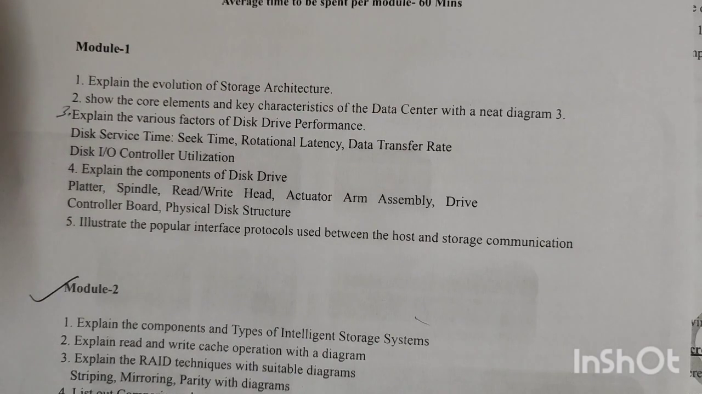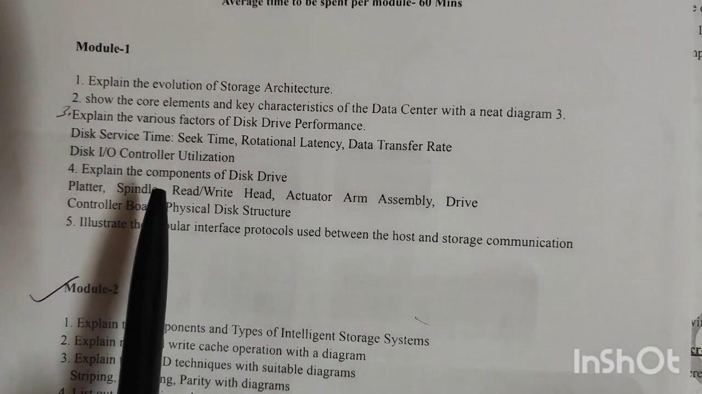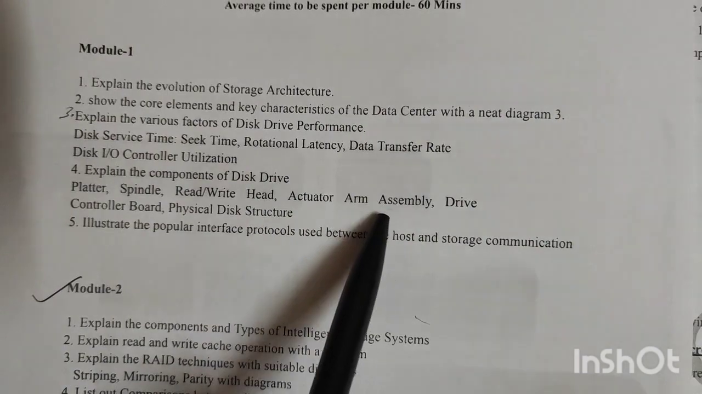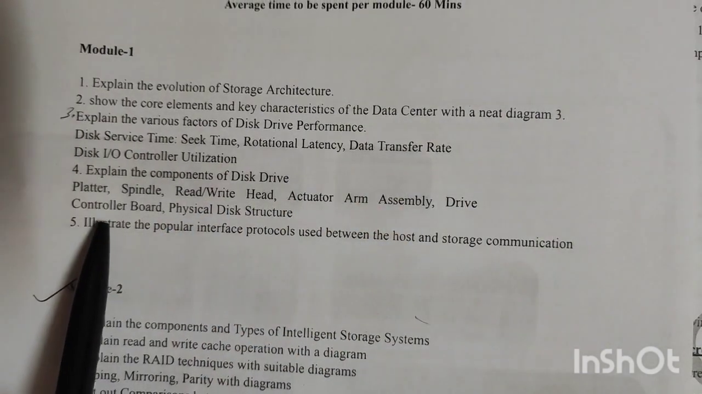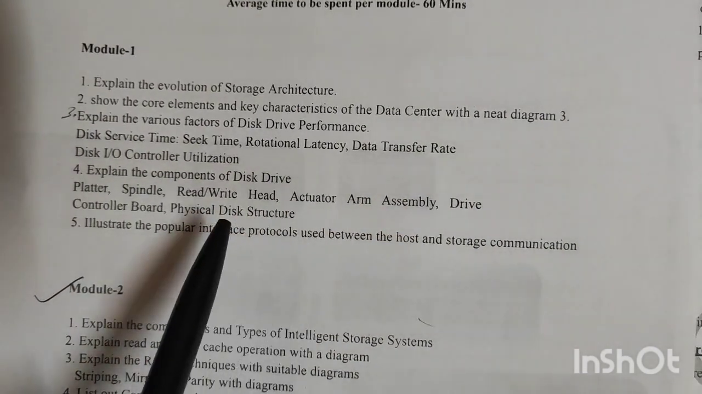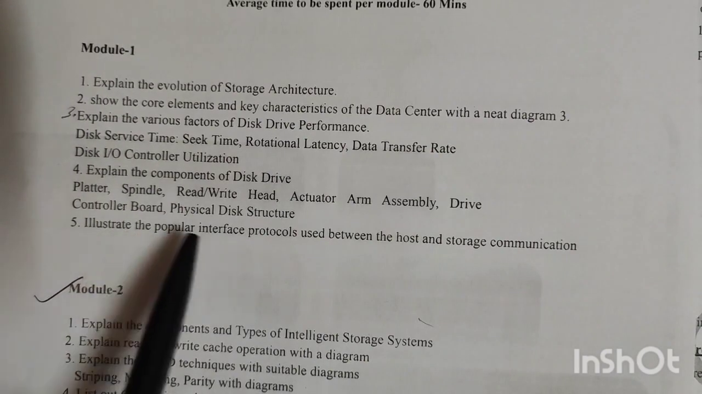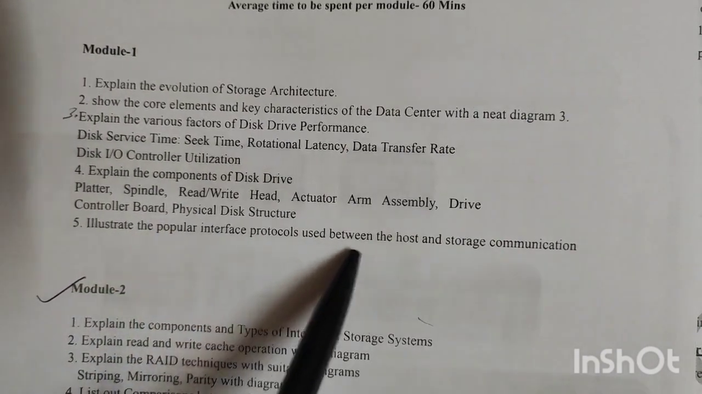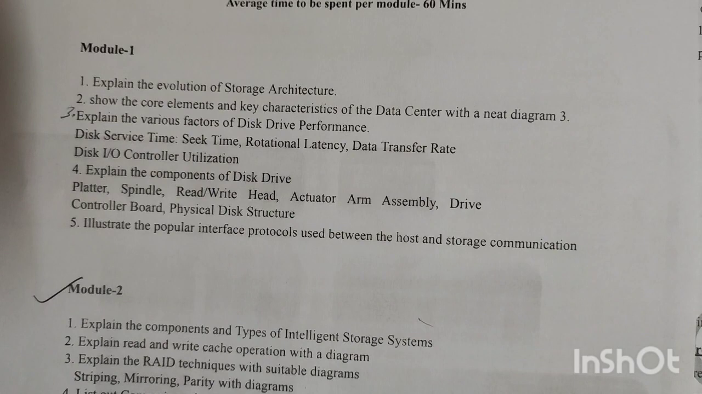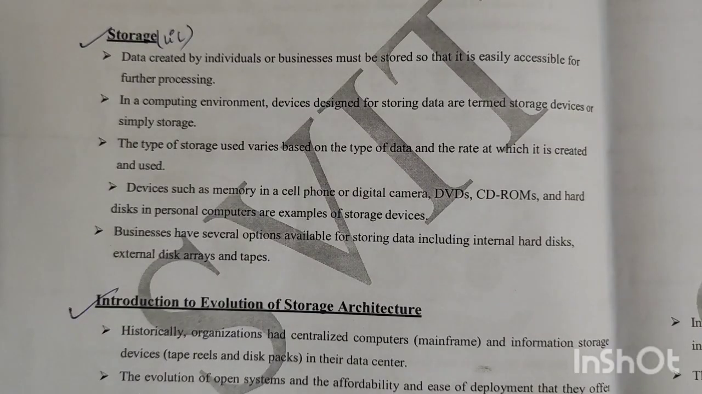Then you have explain the components of disk drive. Your components being what is your platter, spindle, read write head, actuator, arm assembly, drive controller board, physical disk structure, and then what are the popular interface protocols between host and storage communication.